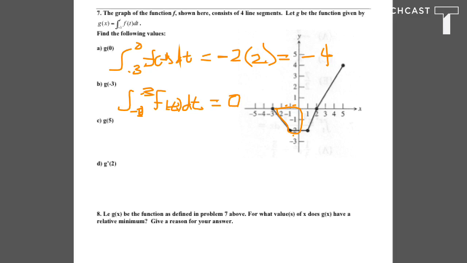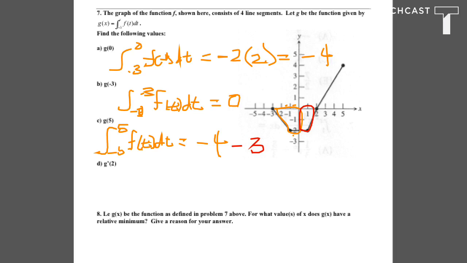G of 5, this is going to be the integral from -3 to 5 of f of t dt. That's going to equal, again, those limits are in order. -3 is smaller and 5 is bigger. That's going to be the -4 for that trapezoid that's underneath the x-axis. It's going to be a negative whatever the area of that trapezoid is. So I'm going to subtract, that's a height of 2 times the average of 1 and 2. So 1 plus 2 is 3 over 2, 3.